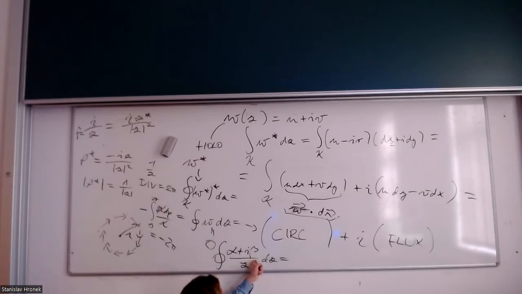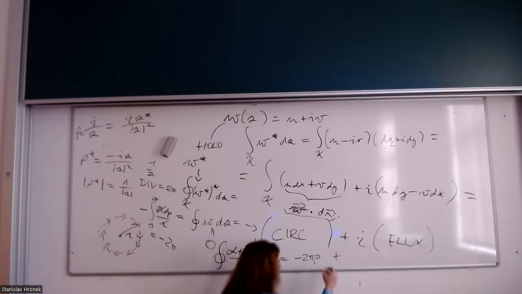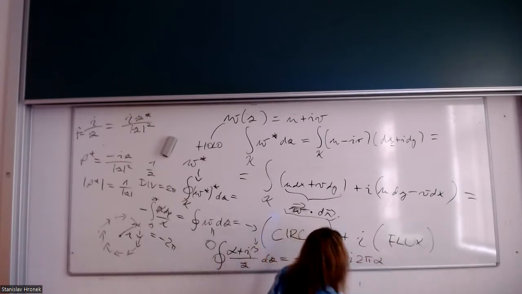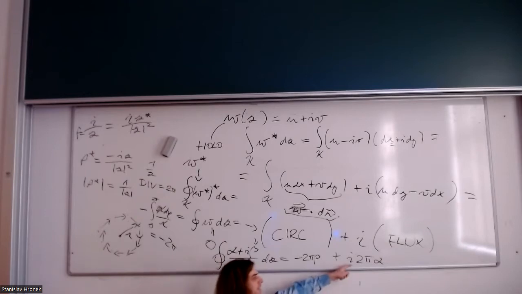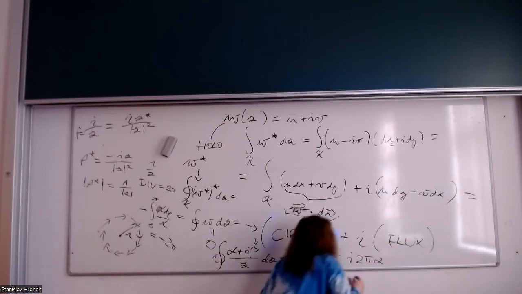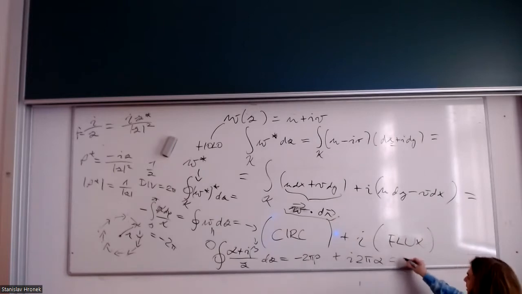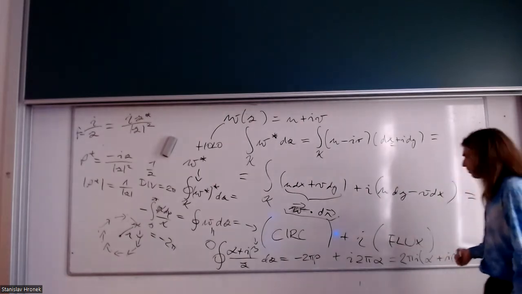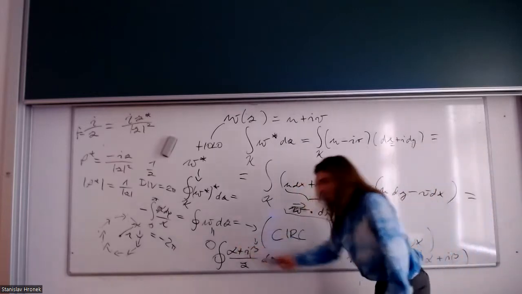And the circulation corresponding to beta equal to 1 is minus 2 pi. So we would get minus 2 pi beta plus the flux, which is, of course, 2 pi times alpha, and we need to put an I in. Now I can just take out the 2 pi I to obtain 2 pi I times alpha plus I beta. So you can see that the residue theorem really works, because we have recovered exactly this.